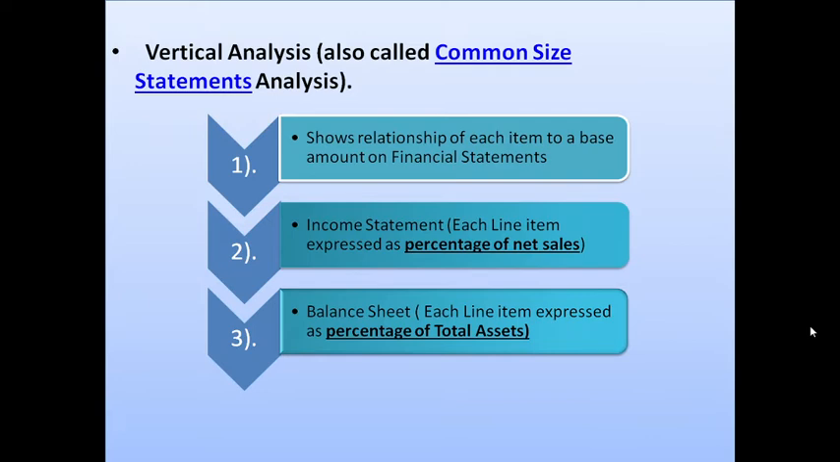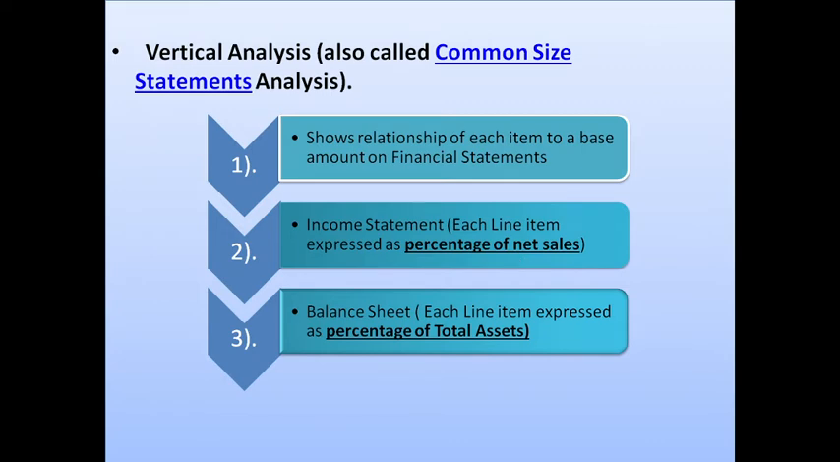Let's take an example of the income statement. When you are doing the vertical analysis for the income statement, you have to compare each line item and express it as a percentage of net sales. So each line item in the income statement has to be calculated as a percentage of net sales.